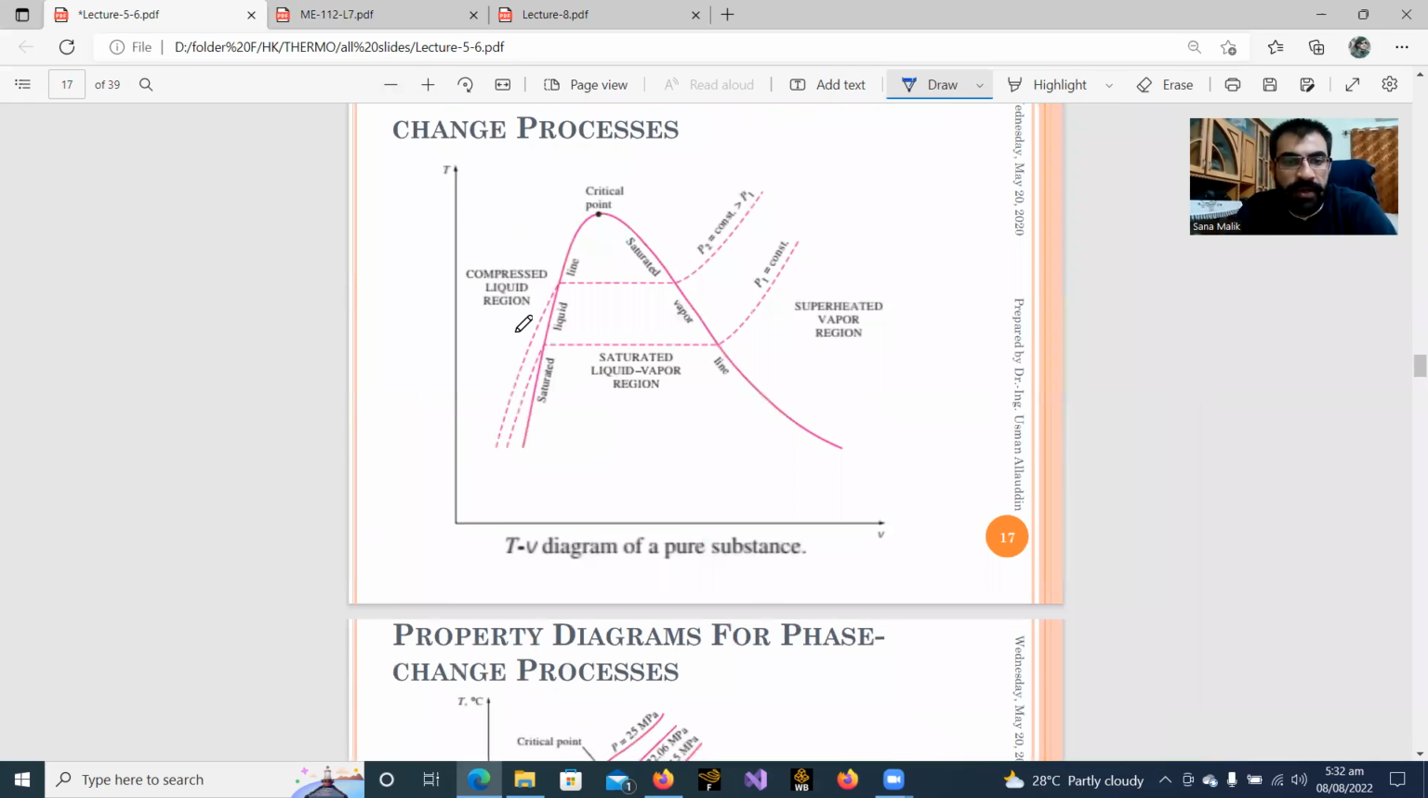So this is called the property diagram. Here this phase is called the compressed liquid. Here it is called the saturated liquid line and saturated vapor line. Inside there's a wet region where saturated liquid and vapor both exist, and here it is superheated.